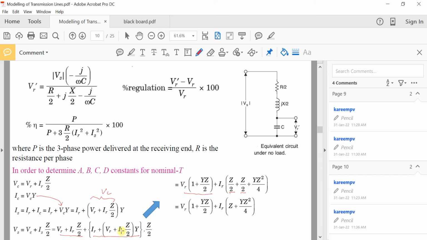And again you have this term, so that will be IR into ZY into this. So Z squared Y by 4. This term will come there.